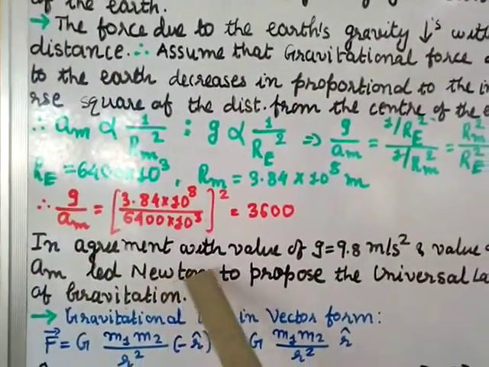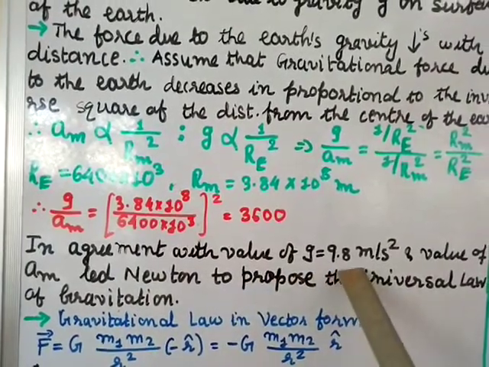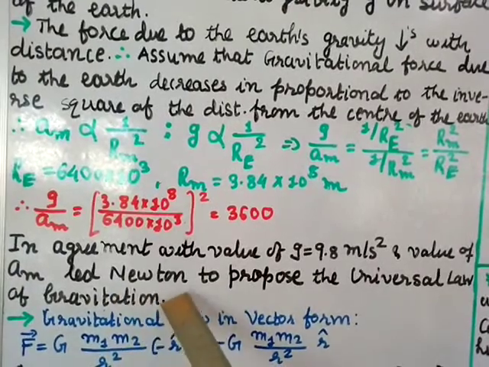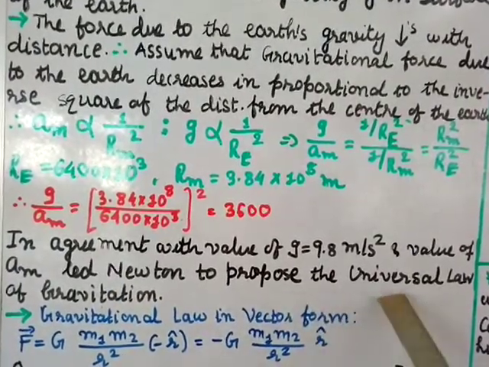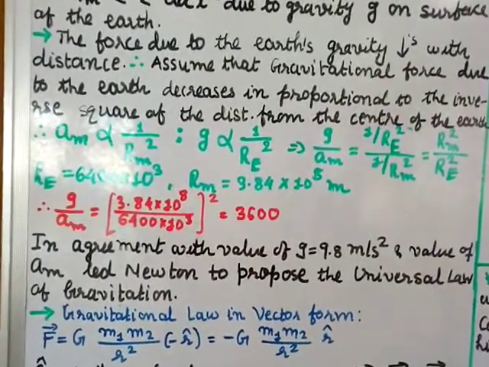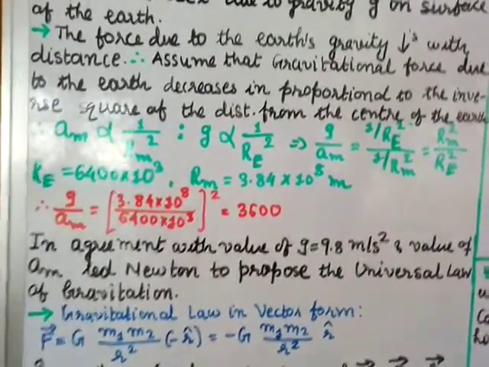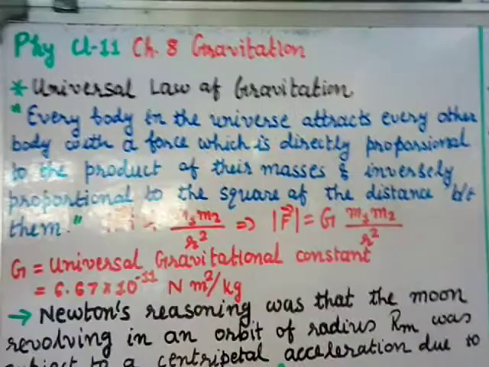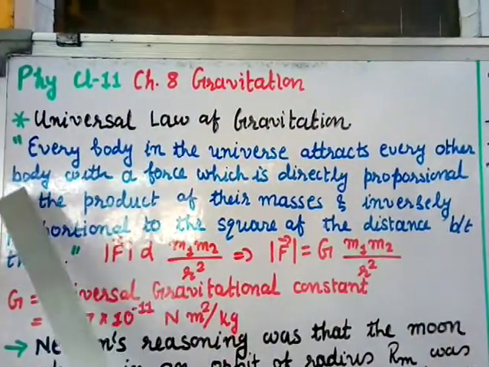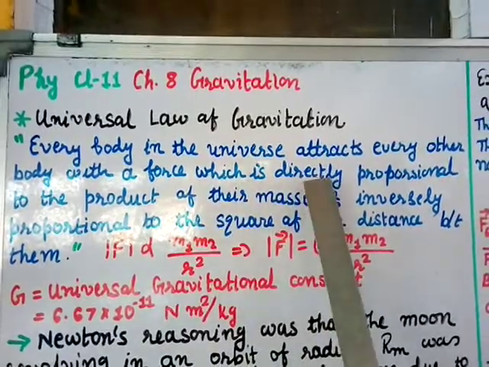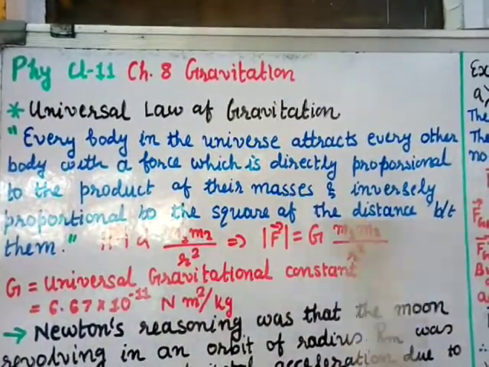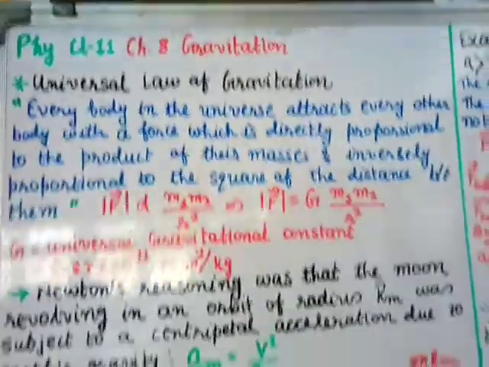In agreement with the value of G equal to 9.8 meter per second square and the value of Am, this led Newton to propose the universal law of gravitation. So this helped Newton to give the universal law of gravitation, which we read in the beginning, that every body in the universe attracts every other body with a force which is directly proportional to the product of their masses and inversely proportional to the square of the distance between them.